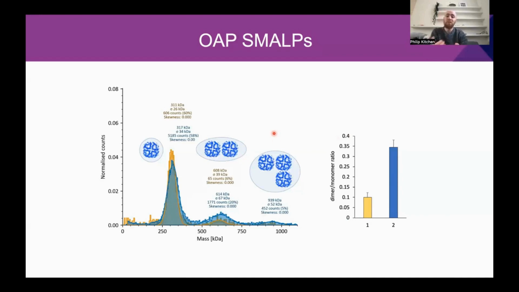And if we do the solubilization under different conditions, we can then quantify the ratio between these different populations. And this is helping us to start to get a handle on how the membrane environment can facilitate this assembly of these orthogonal arrays of particles.